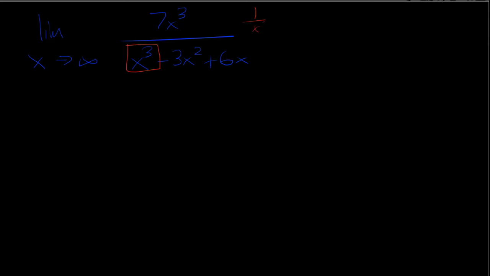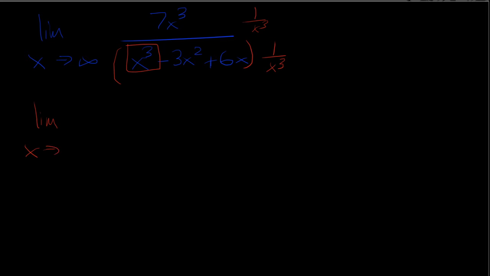Okay. Now what happens if the degree of the numerator and the degree of the denominator are the same? We have the limit as x approaches infinity. You have 7x cubed over (x cubed minus 3x squared plus 6x). The highest degree of the denominator is the x cubed, right? So I'm going to multiply top and bottom by 1 over x cubed.